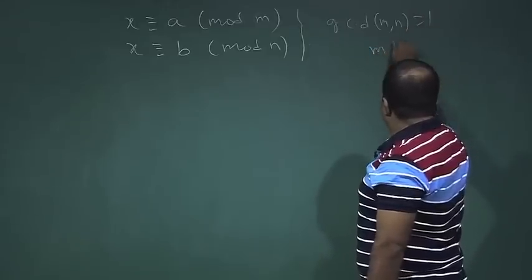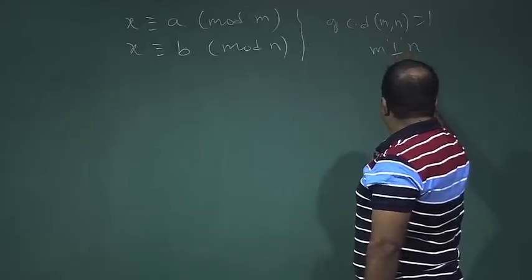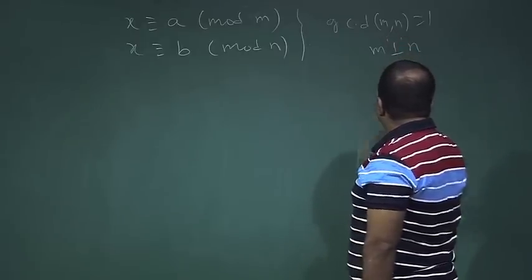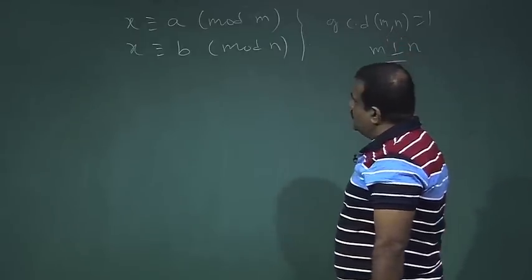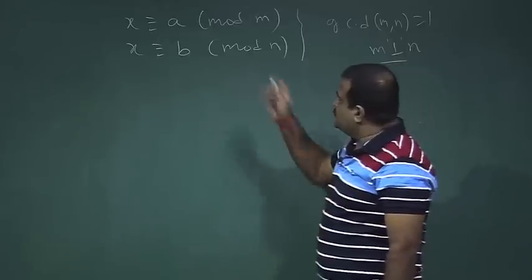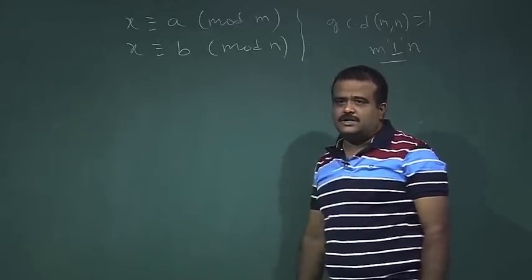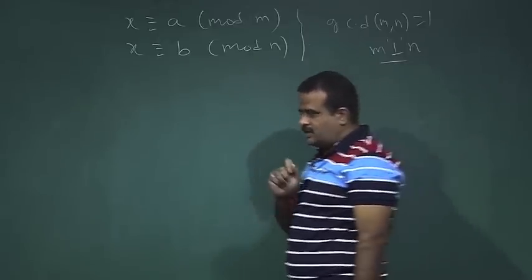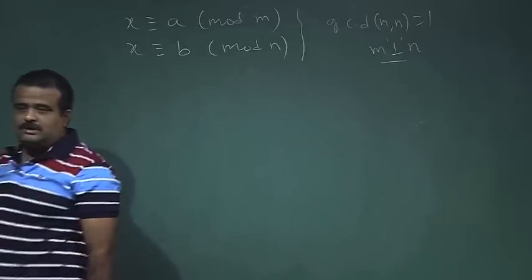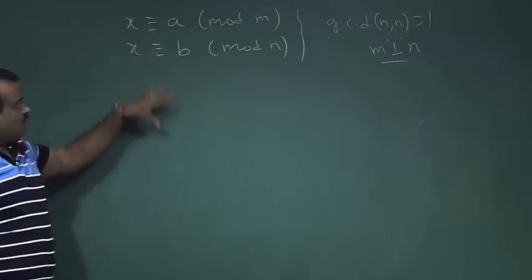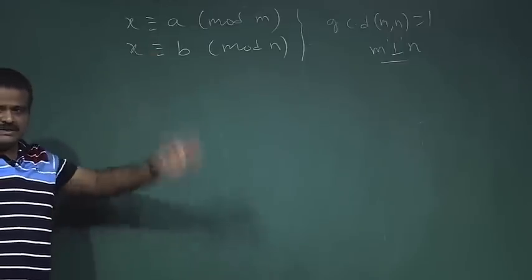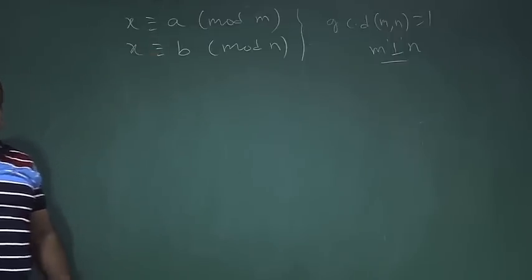That means m is relatively prime to n, both are relatively prime to each other. Suppose we have this type of system, then what is the solution? The Chinese remainder theorem will give us the solution. Not only one system, we may have many systems, but let us start with one system. So, how can we solve it?